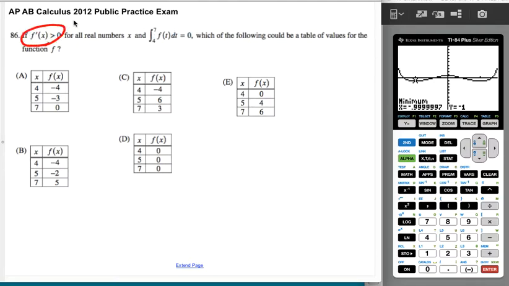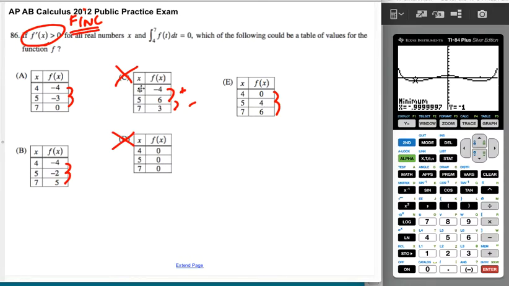The first thing we know is that f should be increasing, right? That's what it means if f prime is greater than 0. So any of these that don't have the f values getting bigger are wrong, right? So this one gets bigger, but then it gets smaller, so it's not C, right? This one's getting bigger, bigger, bigger. That one's fine. These are bigger values. That's fine. These values are getting bigger. That's fine. And these values are wrong because they're not getting bigger.